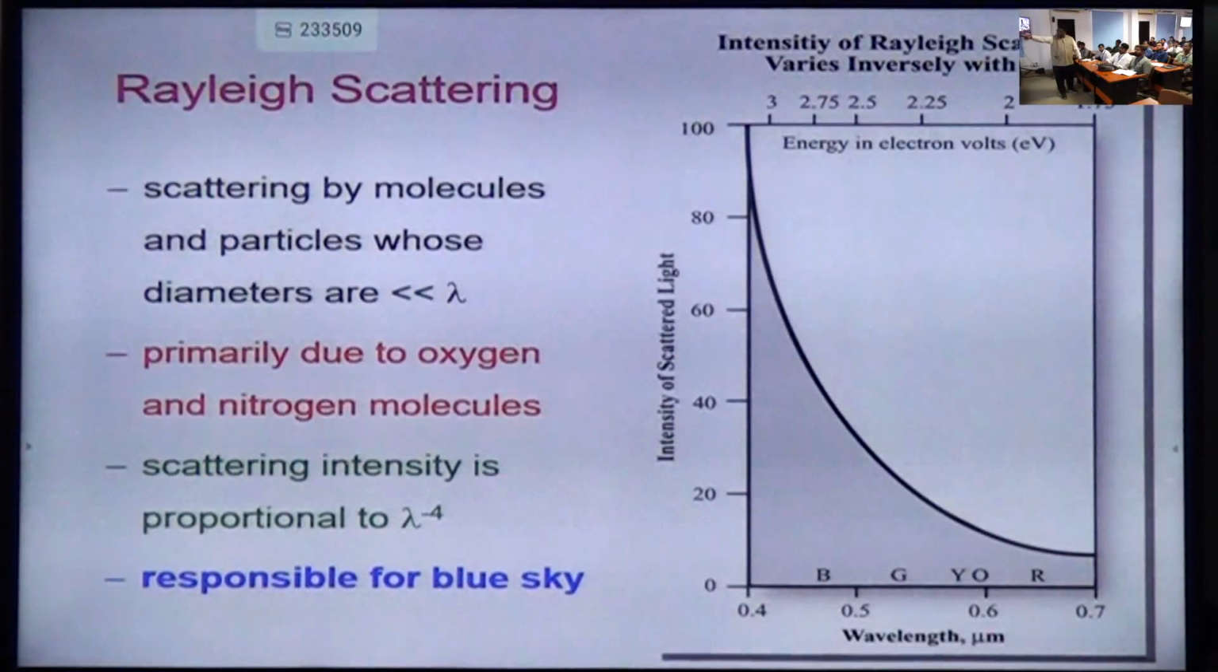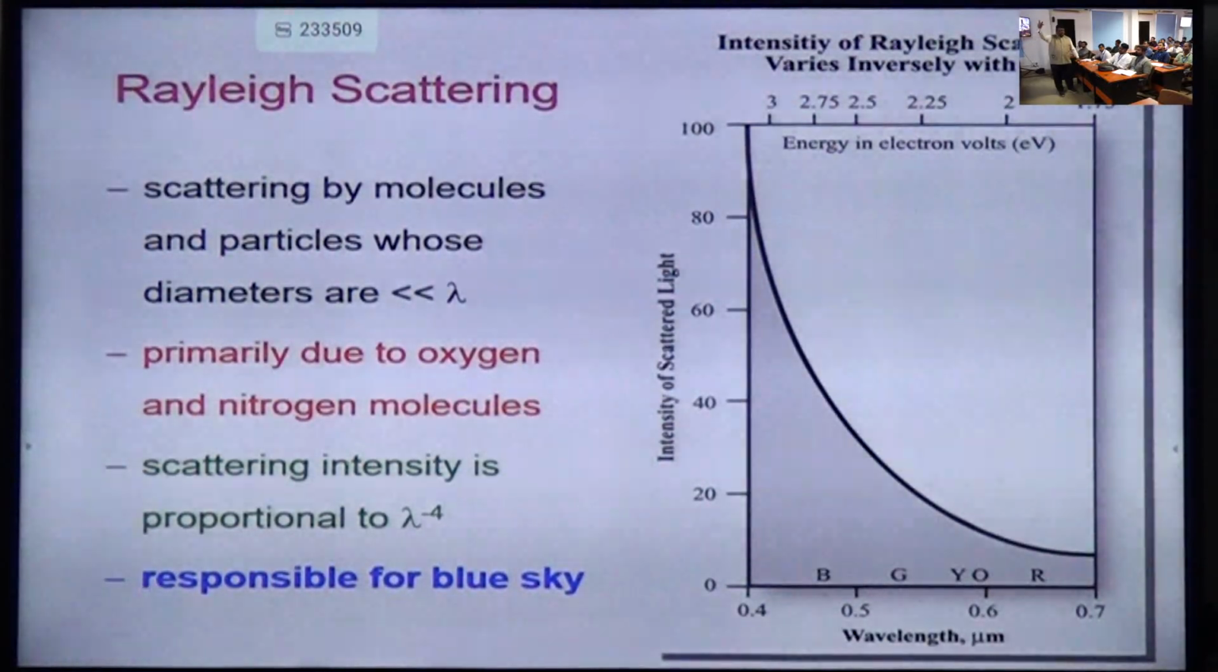So here, the intensity of scattered light: you can see it is more in the blue, whereas it exponentially decays to very little in terms of red. So blue is exponentially high when compared to the red.